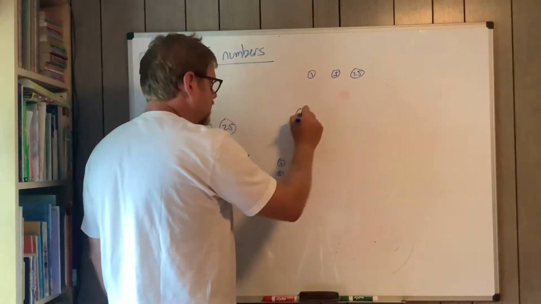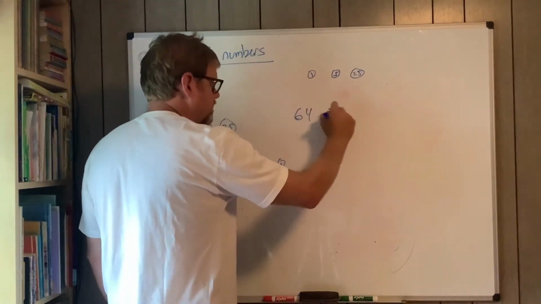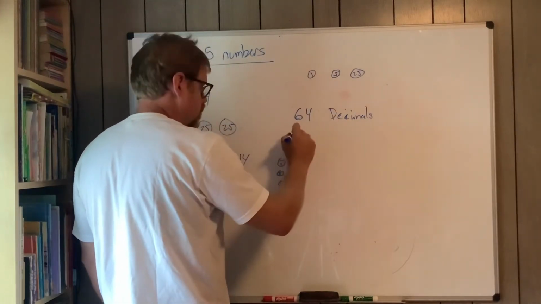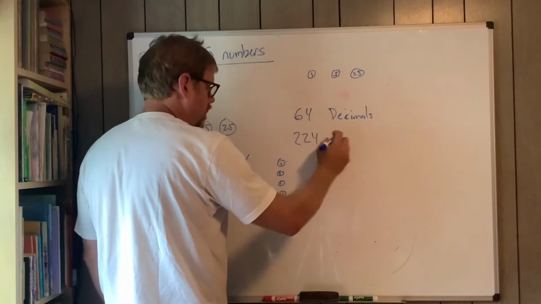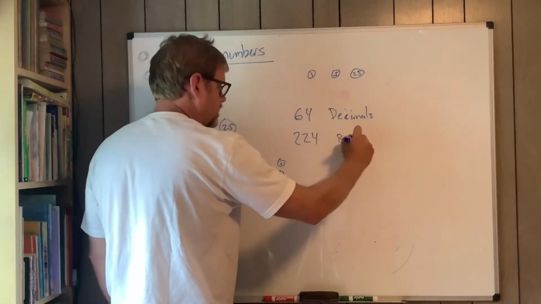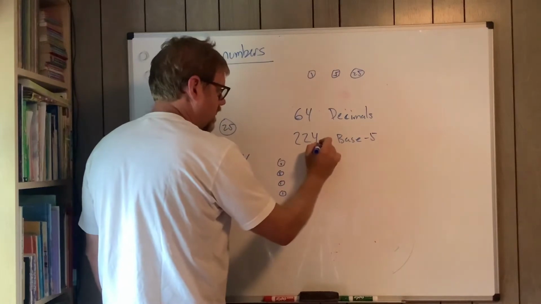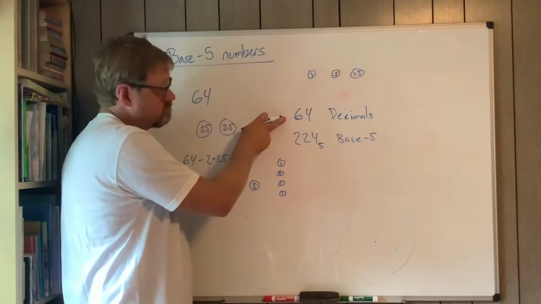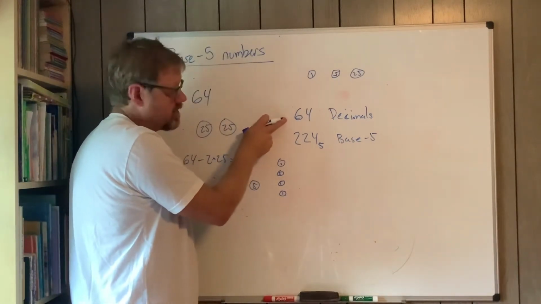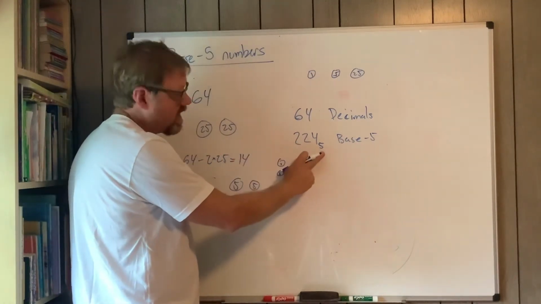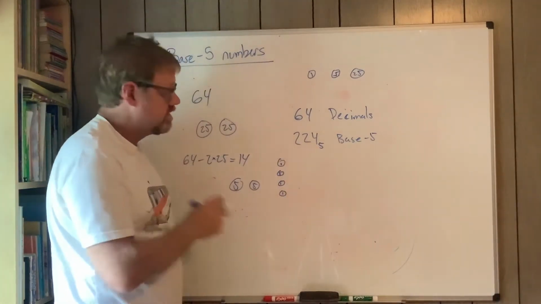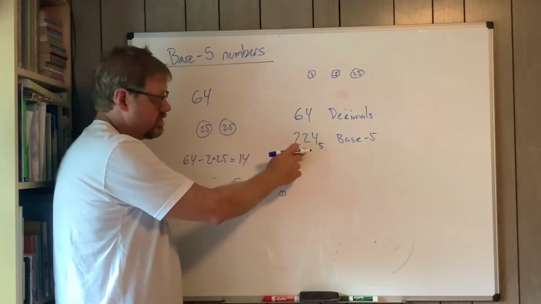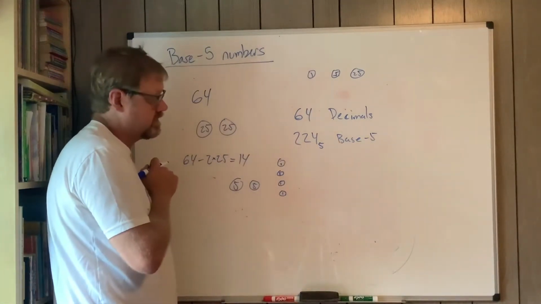So what we're going to say is 64, this is in decimal, is 2, 2, 4, and this is base-5. And here's how we distinguish this. This number just looks like a regular number, it's a decimal number. If I write it with a subscript 5, it's in base-5. So that means I've got 2 quarters, 2 nickels, and 4 pennies. Okay.